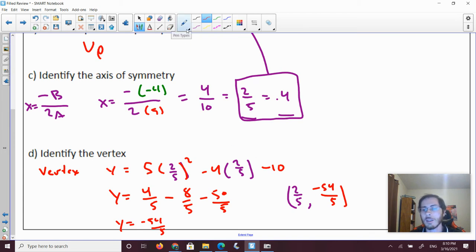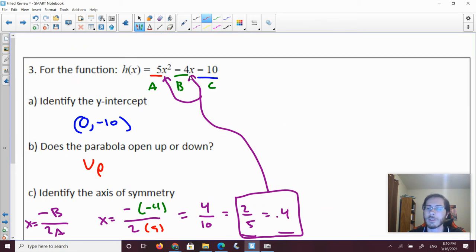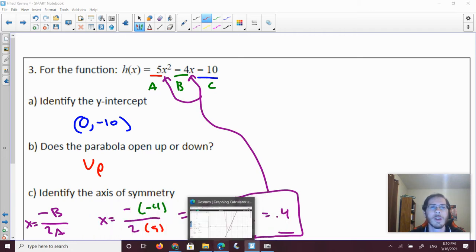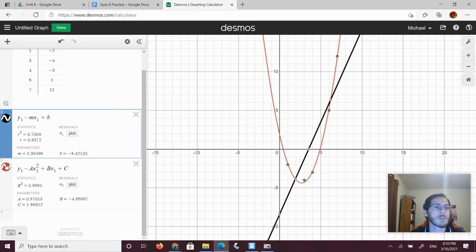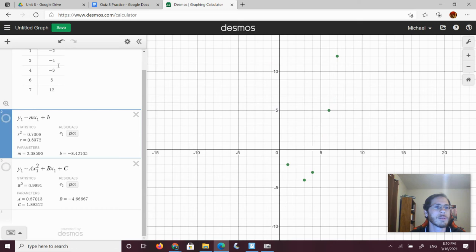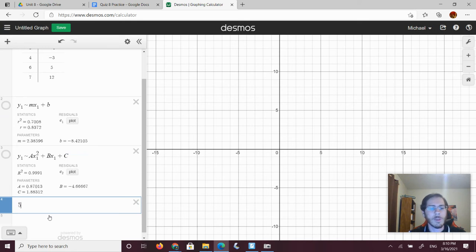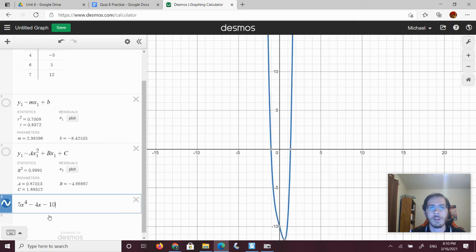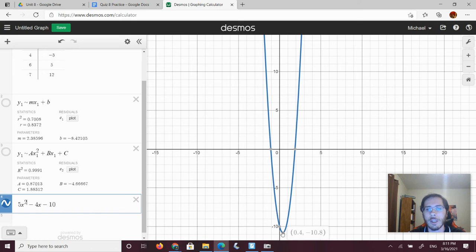All right, and again, if you're not sure, you can always double check it. So let's actually see what it looks like. That way we'll verify, in case I did something wrong, it'll get fixed. So we want to do 5x squared minus 4x minus 10. So we'll hide these. And we get 5x to the 4th minus 4x minus 10. 5x squared, not to the fourth power. Fun function, but not quite.